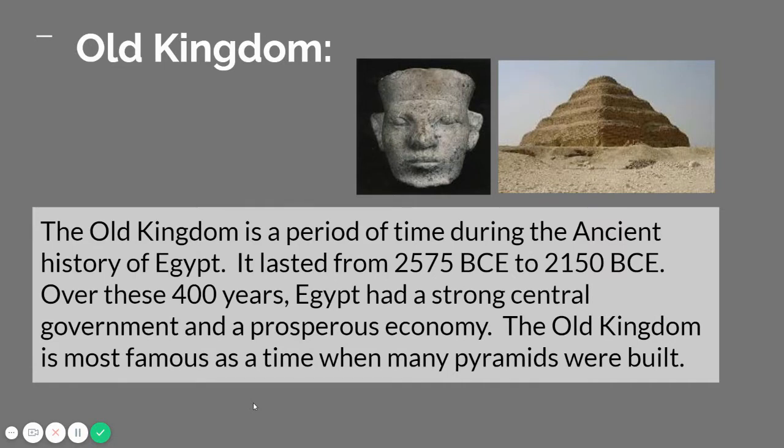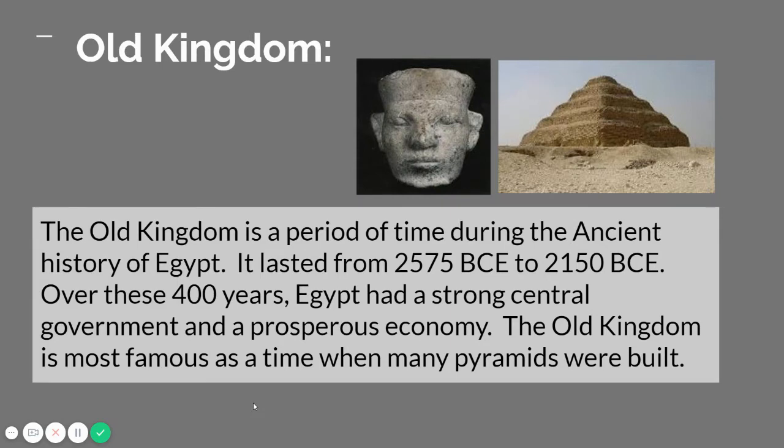All right, we're going to be moving forward into our first two images, and they are coming from the Old Kingdom. The Old Kingdom is a period of time that lasted from about 2575 BCE to 2150 BCE. We will have more images that are part of the Old Kingdom, but basically over these 400 years, Egypt was known to have a really strong central government and a very prosperous economy.